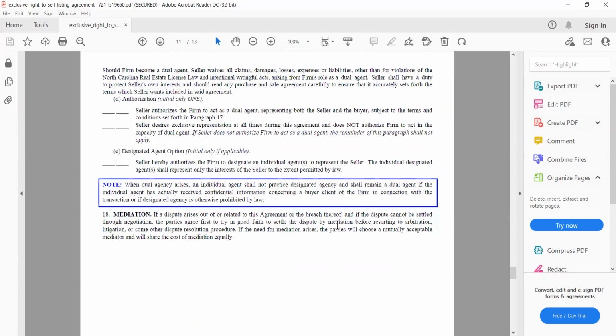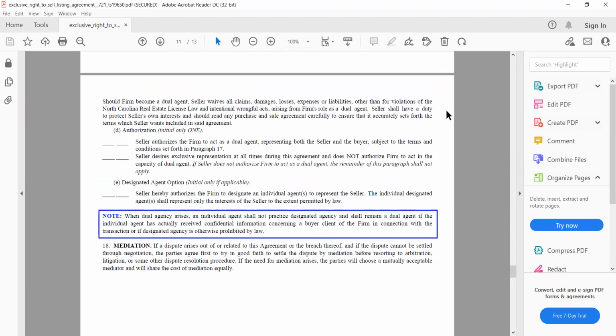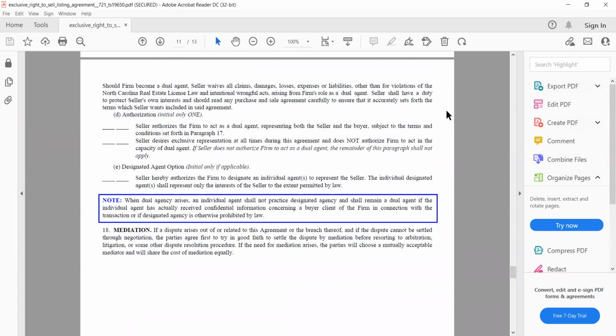I think I lost one friendship over a dual agency. I've done plenty of them, but sometimes they just get very emotional. And that's why I say sometimes it's better to refer that side to another one of our agents and get a referral fee than try to do both sides.